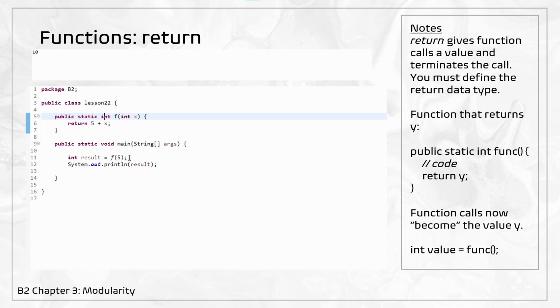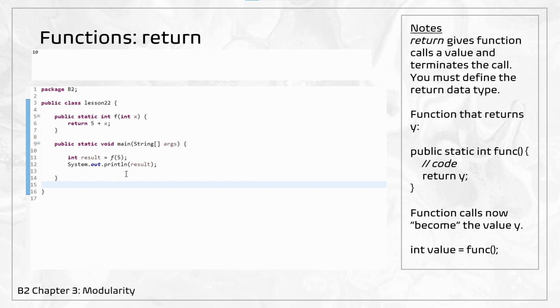When I call my function down here, the function call becomes an integer, as we've returned an integer value 5 plus x. So this f of 5 actually just means 5 plus 5, which is 10. And we're going to store that into this variable result. So now we can print out this result, and that should just be 10 again.